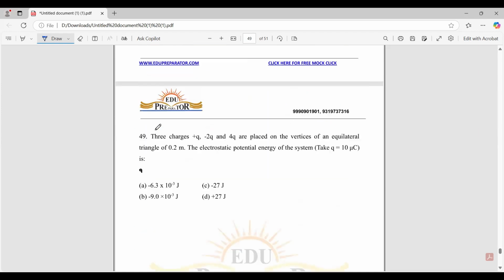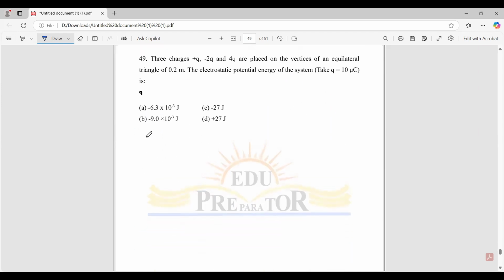Then we have moved to question number 29. Now this question is the one which involves very smart calculation. You have an equilateral triangle. The charges are Q, minus 2Q and 4Q, which are lying at these points, right? She asks for the potential energy. Let's label the points: this is A, this is B, and this is C.